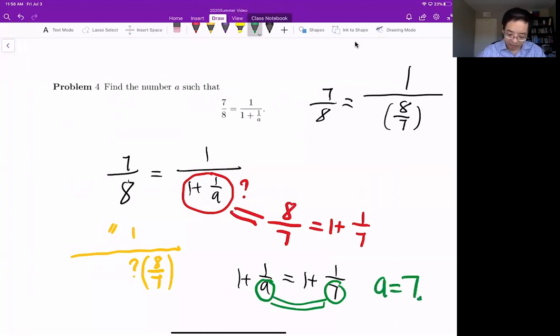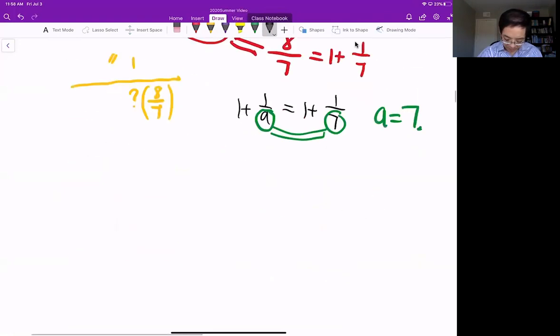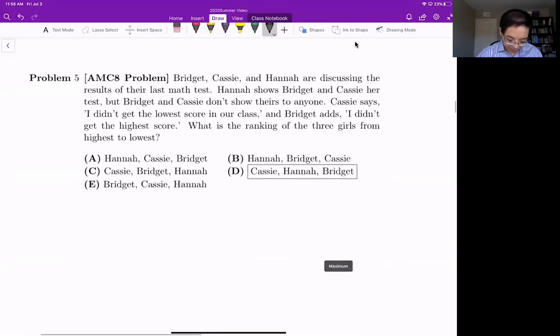So here the key point is that when you look at the reciprocal of a fraction, you just flip the numerator and the denominator, right? This is how we do division between fractions.